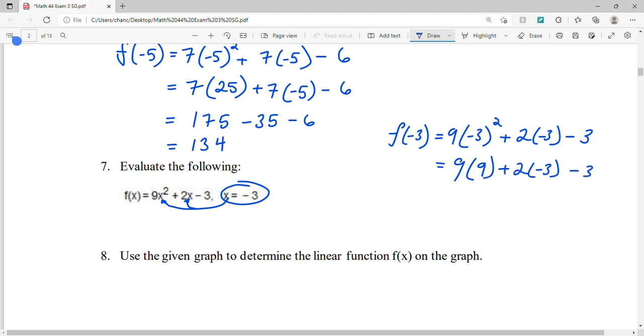And now I can multiply from left to right. 9 times 9, that's 81. 2 times negative 3 is negative 6. And then we have a negative 3. Simplifying all of this, we get our solution is 72.